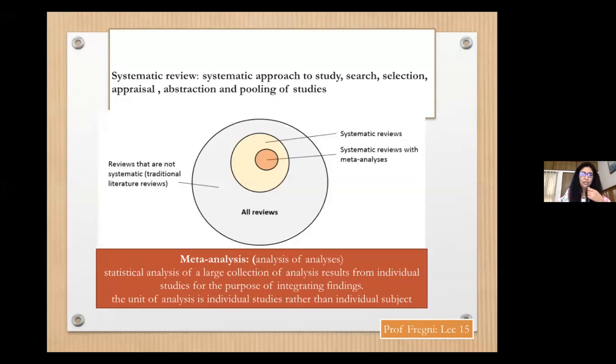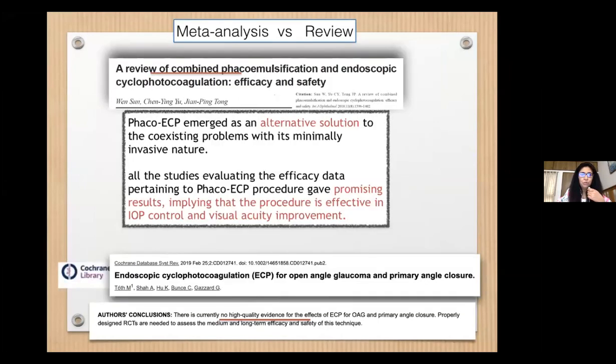And first, we have to do a systematic review. And if the results are combinable, we go ahead and do a meta-analysis, right? So this is just an example I want to show, where a review talked about the combined effect of phacoemulsification with another procedure, endoscopic cyclophotocoagulation, and said that it was a good alternative to the existing one. But when a meta-analysis was done, it was found that there was no good evidence to support that the new procedure was better.